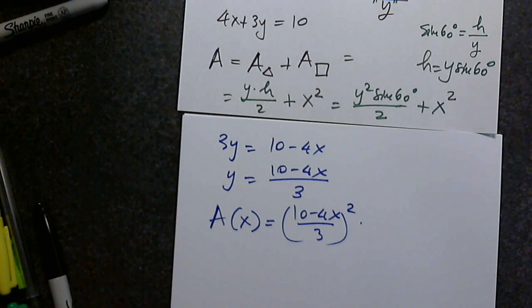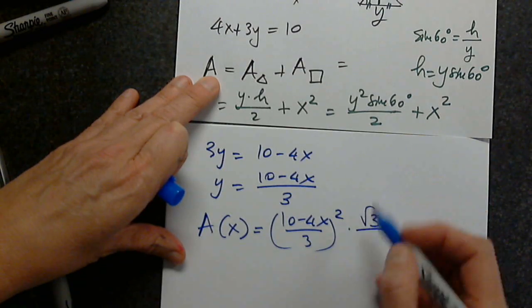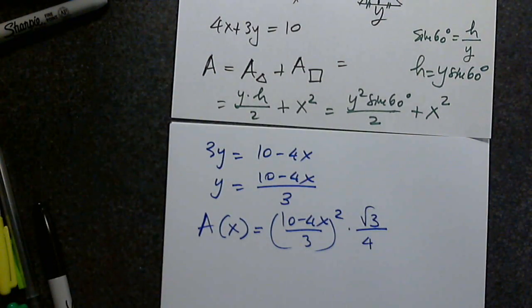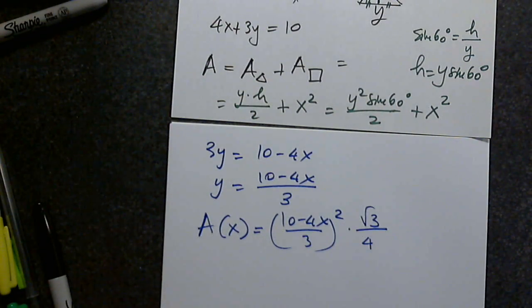Multiplied by, how much is sine 60? 60 is not the small angle, so it's not 1/2. It's the square root of 3 over 2, multiplied by 2 in the denominator. And this is my y squared, and this is sine 60 over 2. And now plus x squared. Still not a very easy function to work with, but at least it was not on 3 pages.